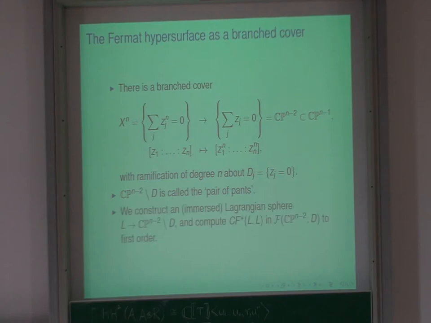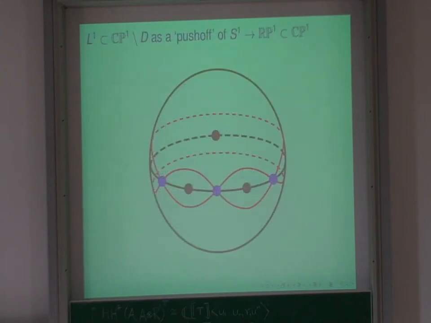So a strategy for finding this A infinity algebra A that I described at the start is to construct just a single immersed Lagrangian sphere inside this pair of pants and compute its endomorphism algebra in the relative Fukaya category to first order. Then use this result about the branch covers to pass up to the A infinity subcategory of the Fukaya category up here, generated by lifts of this L under this branch cover. So here is a picture of L.